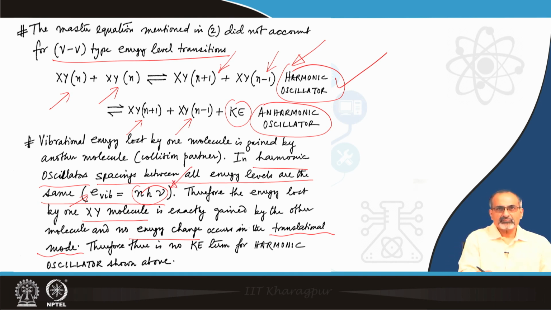However, that is not the case for anharmonic oscillators, and because of the differences between different levels of energy which are adjacent to a reference energy level, therefore, there is a kinetic energy deficit or surplus which is available in the translational mode.